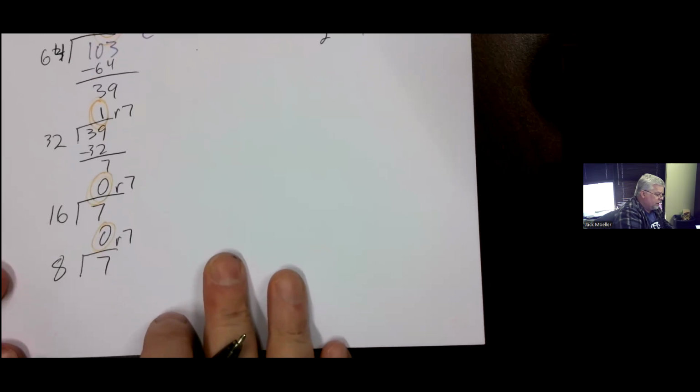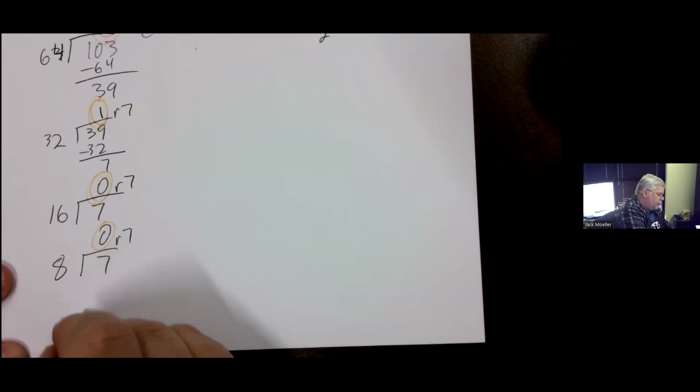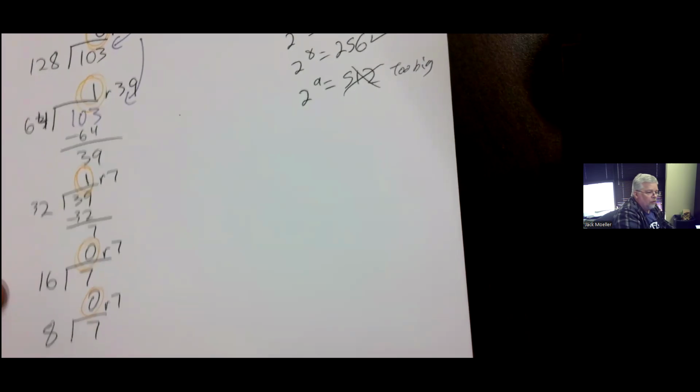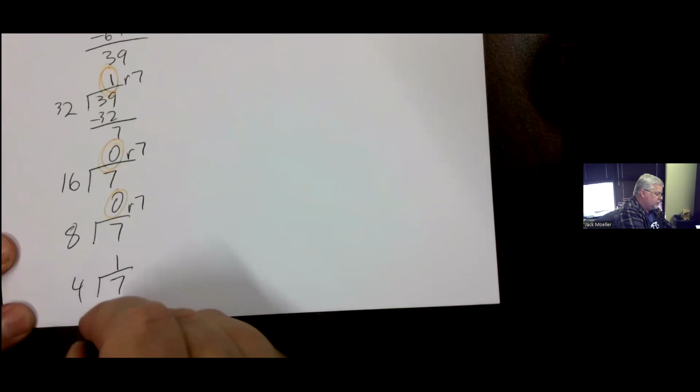So hopefully you're starting to get the hang of this. Now we take that remainder. We're going to divide 7. What are we going to divide 7 by? 4. How many times will 4 go into 7? It'll go in once, with the remainder 3.